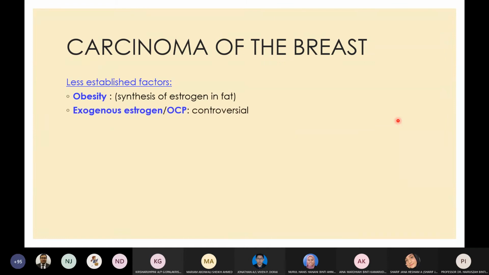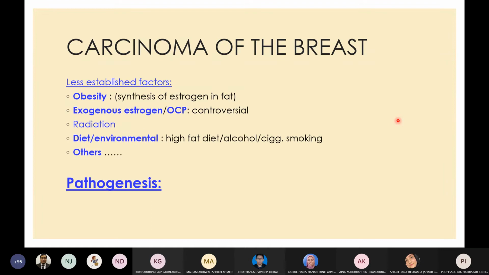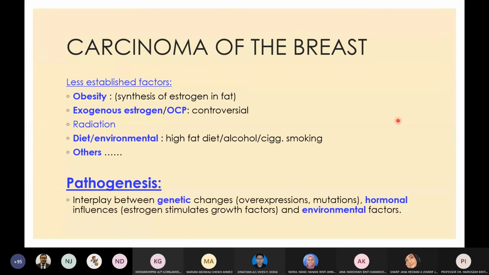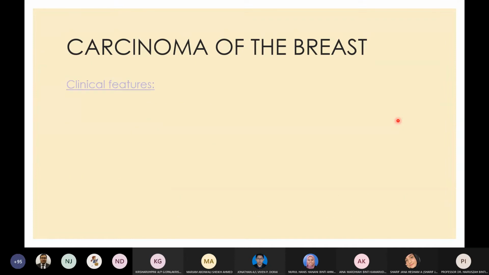Of course, there are other established factors, obesity, all this. They're not really clear cut how it's actually related or giving rise to carcinoma of the breast. So all in all, pathogenesis could be an interplay between all the different risk factors that we discussed just now: genetics, hormonal influence, environmental factors.